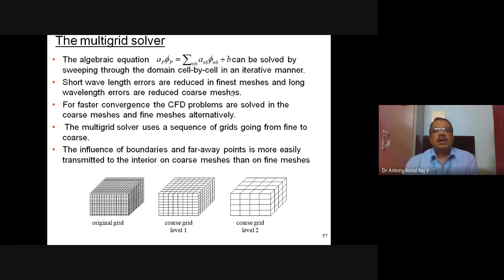Long wavelength errors will be reduced in the coarse mesh. That is the concept. Similarly, short wavelength errors will be reduced in the finest mesh. So for faster convergence, you will be solving the CFD problem in the coarse mesh as well as in the fine mesh.